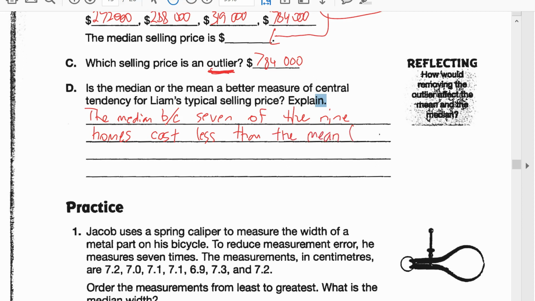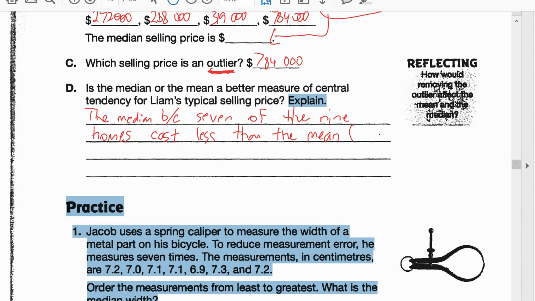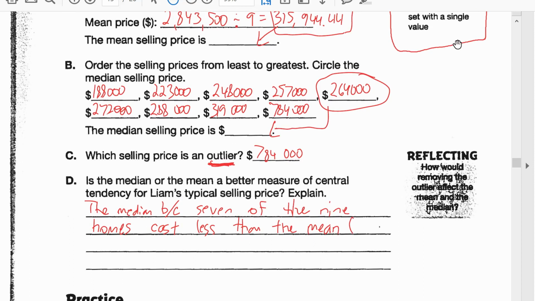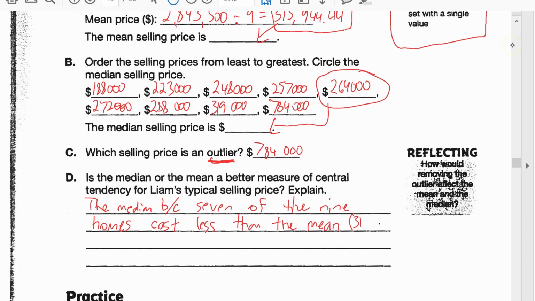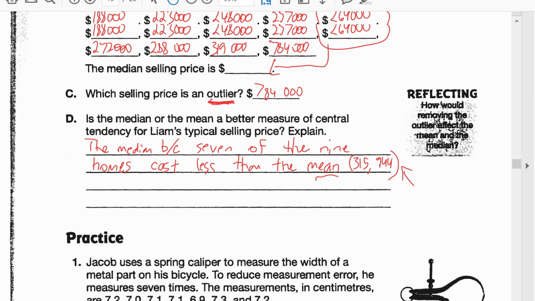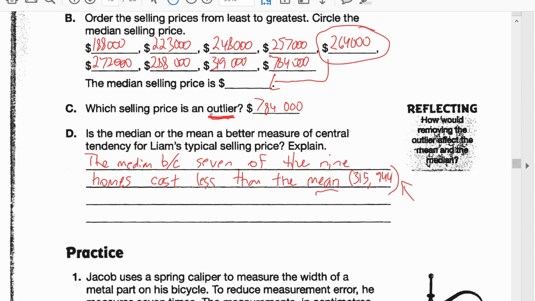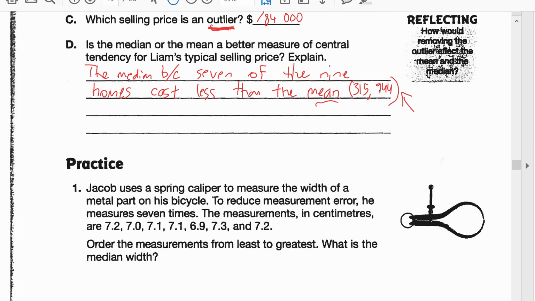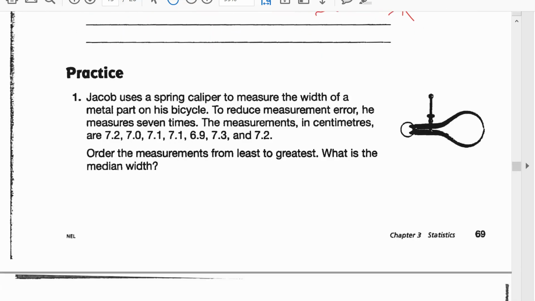And our mean was 315,000. So that's why it's better. Because of that outlier, our mean shot up to 315, and all of our other houses aren't even really close to that. So sometimes it's better to use mean, sometimes it's better to use median.